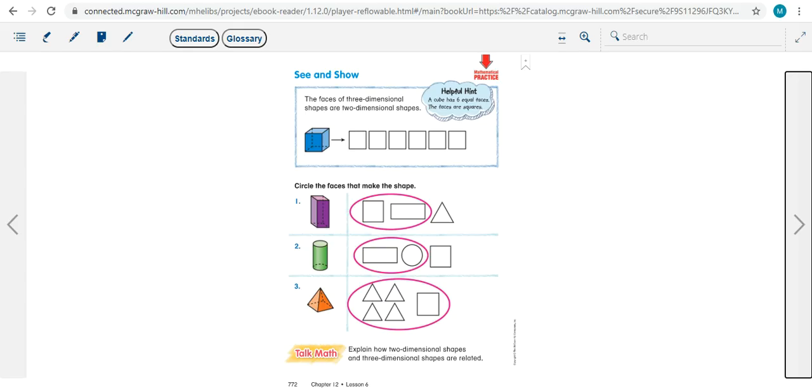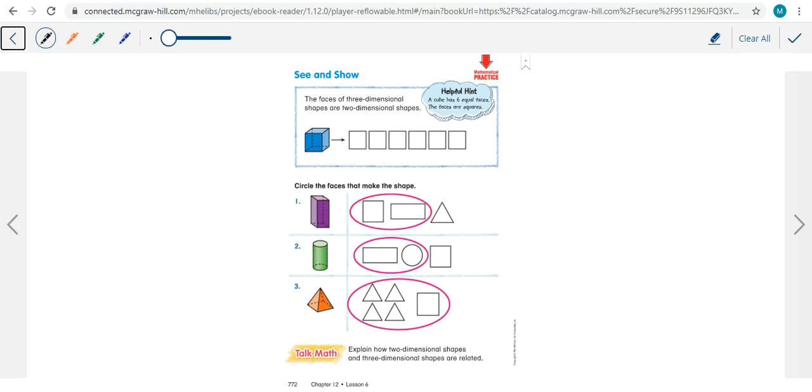Turn your page. Now, as you can see, the faces of three-dimensional shapes are two-dimensional shapes. Look, 1, 2, 3, 4, 5, 6 squares make one cube. Now, let's do number 1. Circle the faces that make this shape. First of all, this is a rectangular prism. What are the shapes that make the rectangular prism? A square and a rectangle. So you need to circle the first 2 shapes.